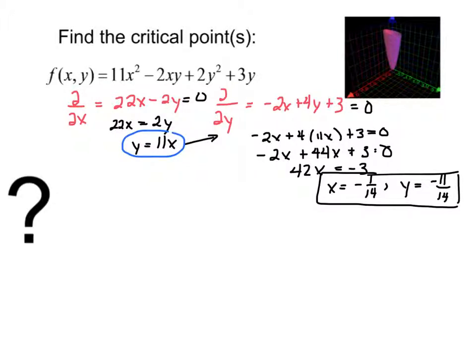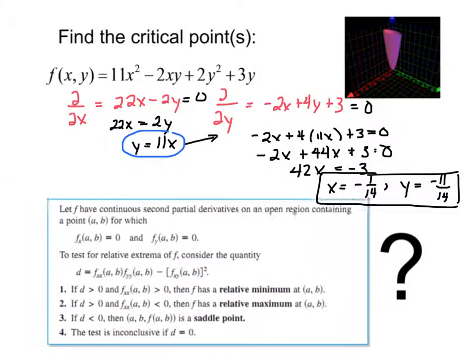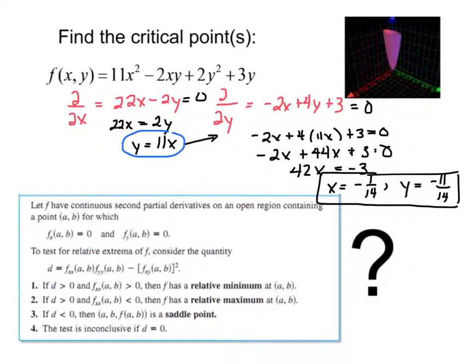Now, I would like to be able to classify that. And there's really not a great way to do it like the way that we did before, where we could do sign analysis. Now we need something else. So the second derivative test looks like this. We calculate something that's usually referred to as D. It is the product of the second partials, f_xx with f_yy, minus f_xy squared at that point.